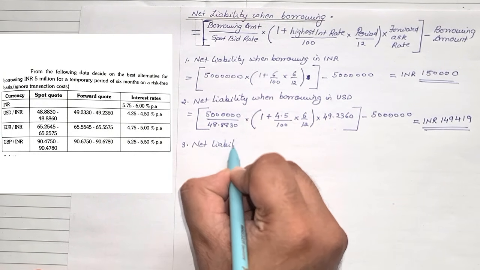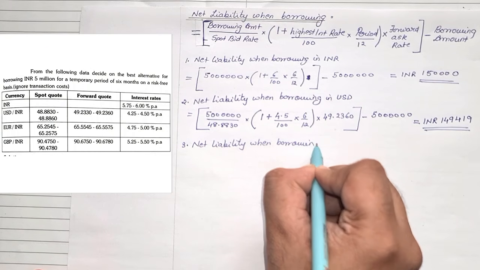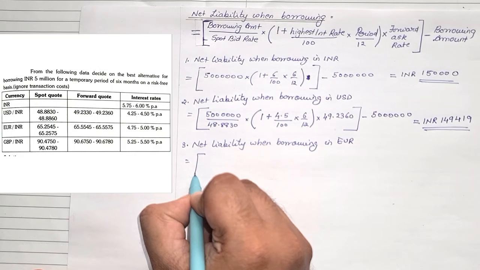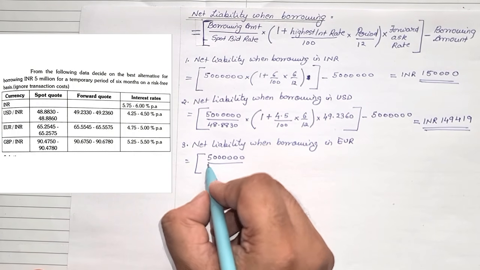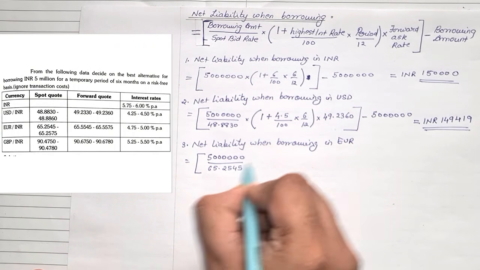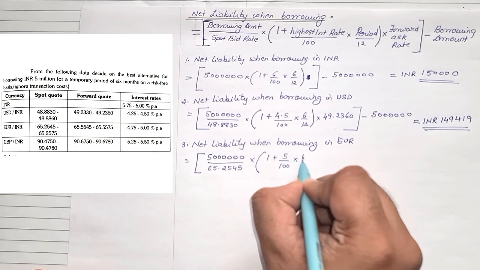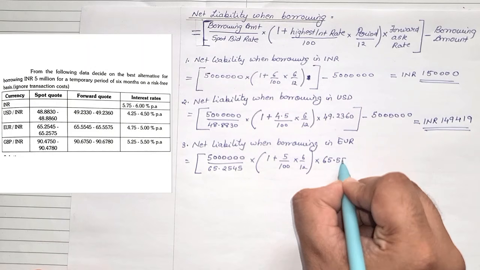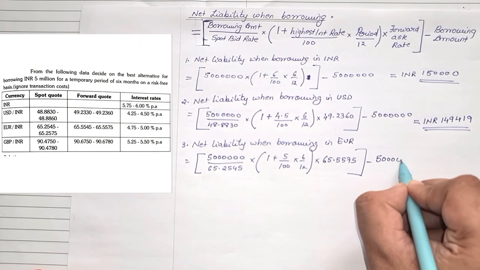Third is euros, so we'll write this as third net liability when borrowing in euro. Again, formula remains the same. We have 50 lakhs upon the spot bid rate, which is 65.2545 into 1 plus the highest interest rate is 5% into 6 by 12 into the forward ask rate, which is 65.5575 minus the borrowed amount, which is 50 lakhs.